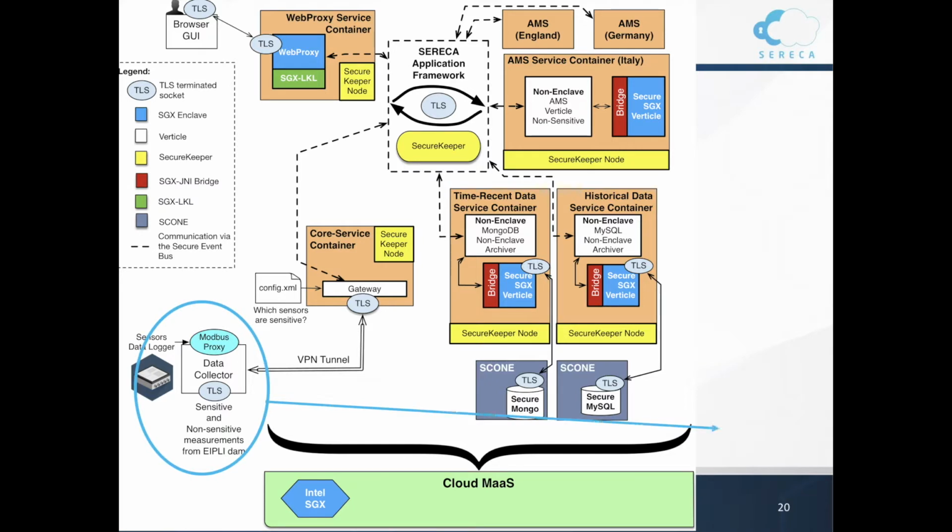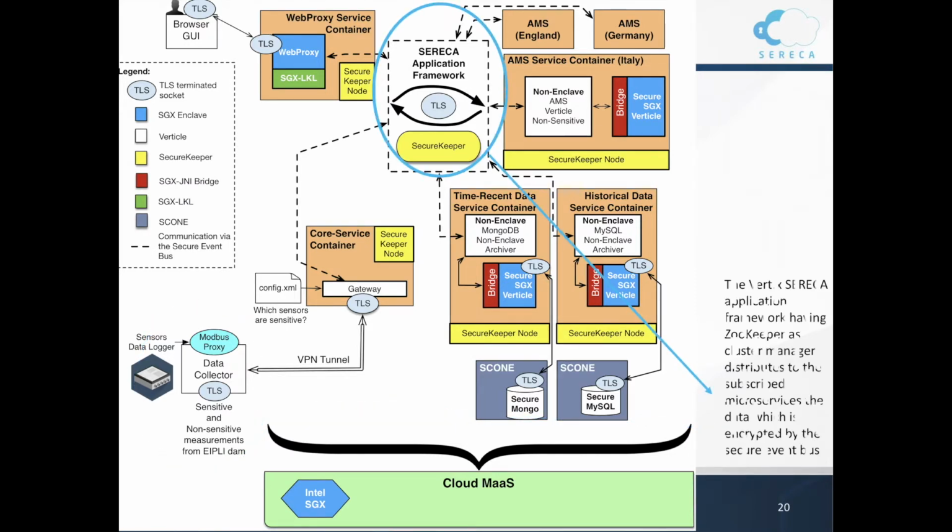A microservice located on the DEM is the one that collects data from a sensor's data logger and sends this data to the cloud. Data is collected, sent to the cloud, and then exchanged by the microservices at cloud level through the Vertex Sereca application framework, which is a secure version of the well-known microservice framework called Vertex.